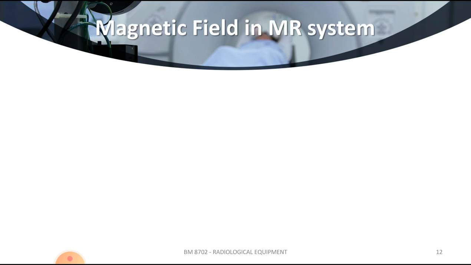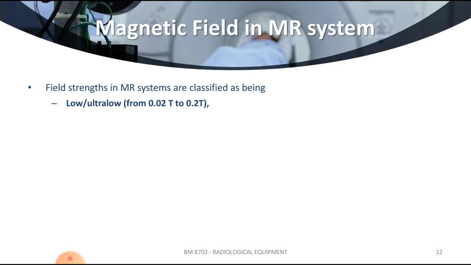Moving on to the magnetic field in a MR system. Field strengths in MR systems can be classified into low or ultra low, which ranges from 0.02 Tesla to 0.2 Tesla, medium, which ranges from 0.2 Tesla to 1 Tesla, and high field strength, which is 1.0 Tesla and above. So these are the three field strengths in MR systems.